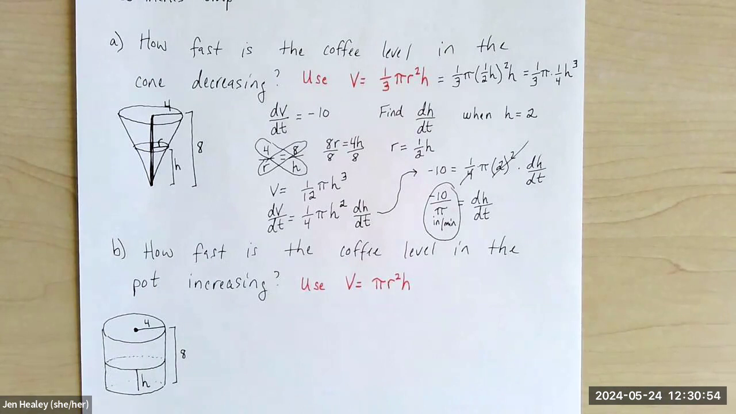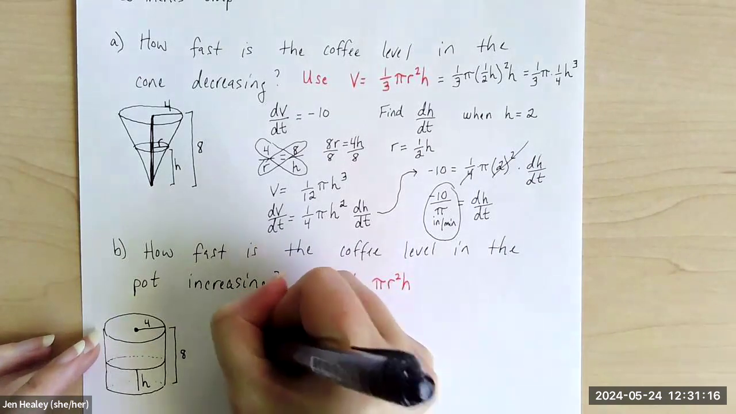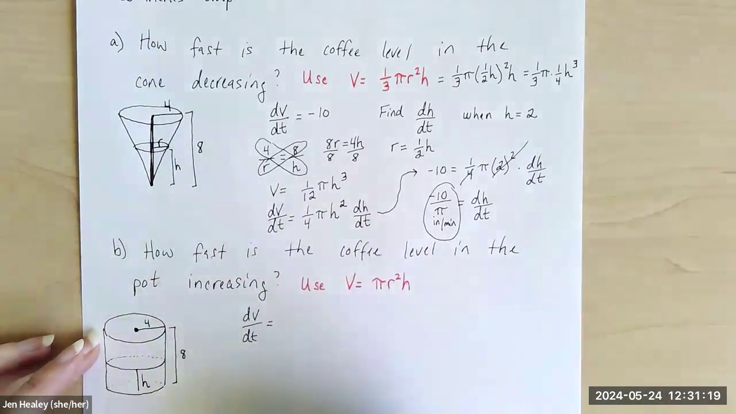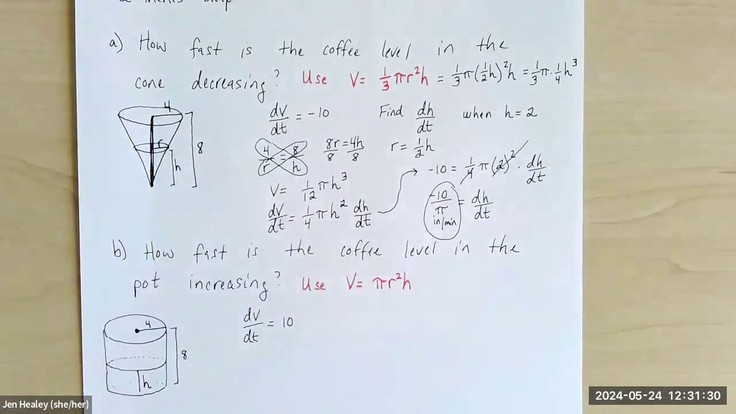So when we go to do this next part, it wants to know how fast is the coffee level in the pot increasing this time. If we've got coffee draining out of this pot at, we said we were using negative 10 inches per minute, how fast is it draining into this pot? Positive 10. So if it's draining out at negative 10 from the top one, it's pouring into the bottom one at positive 10 because we need this thing to be increasing now. So we're going to use positive 10 for dV dt for this problem because it's going into the pot.